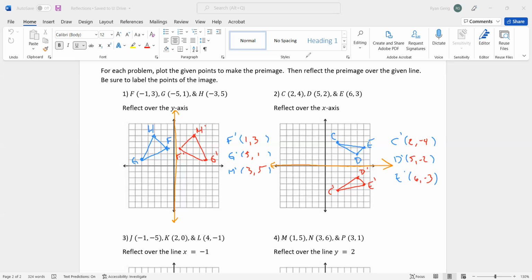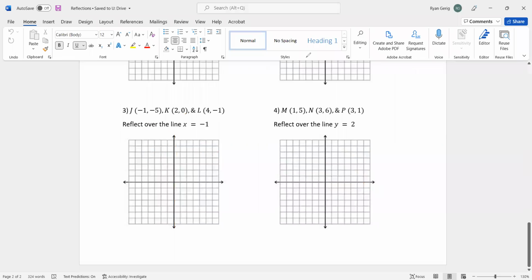When I reflect over the x-axis, what changes? Not the x coordinate this time, but the y coordinate. There is a little bit of a pattern developed there. Okay. Now that pattern does not hold on the next 2. So things get a little bit trickier, but not much, on the last 2.